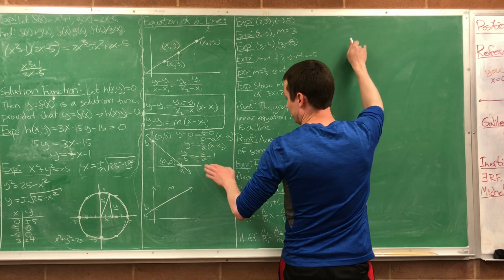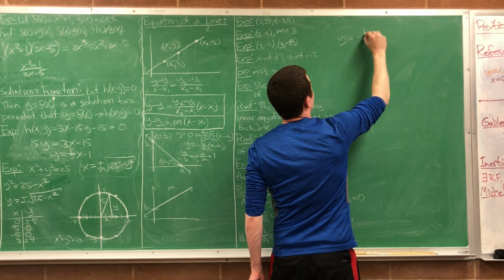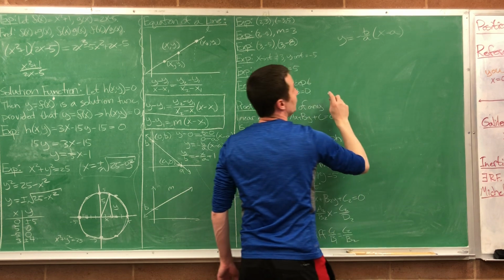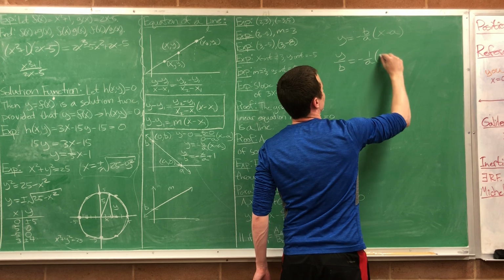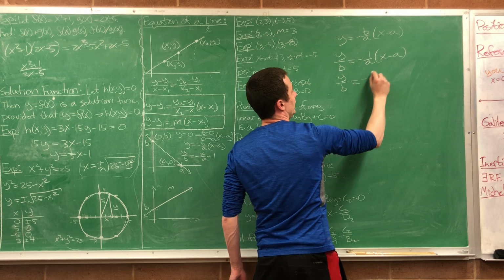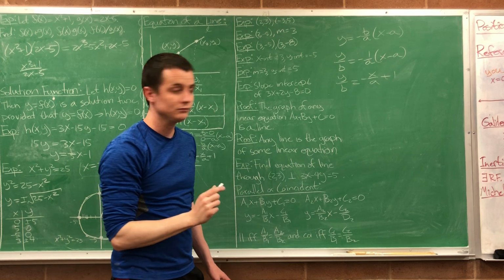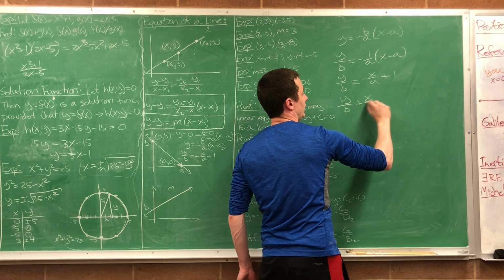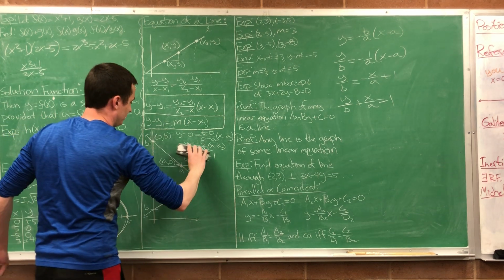Let me just rewrite it over here where we have clean space, so that we're not skipping anything. Y is equal to negative b over a times x minus a. Alright, what are we going to do? Divide both sides by b. So we get y over b is equal to negative 1 over a times x minus a. Okay, distribute this through to that. So we get y over b is equal to negative x over a. Negative 1 over a times negative a is going to be plus 1. Okay, now move this to the other side, and so we get y over b plus x over a is equal to 1. And that is our point-intercept form.